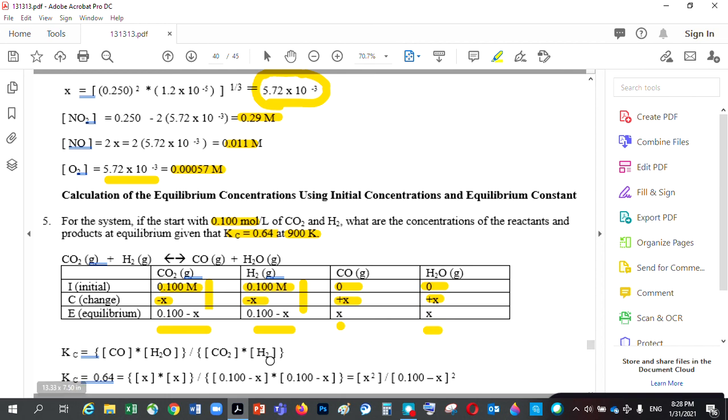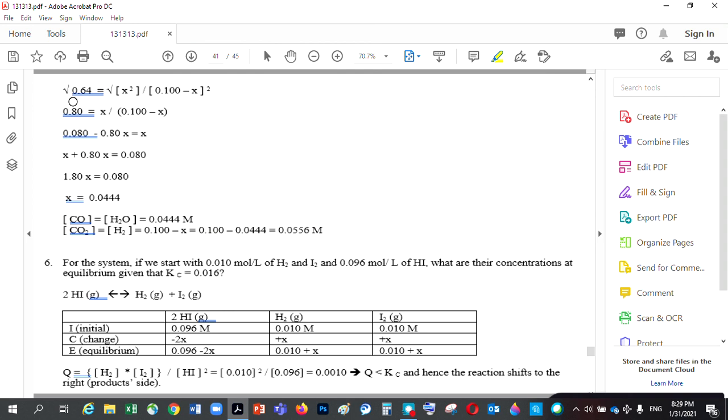Set up your Kc. Kc will be the products over the reactants. This is the product here, and this is the reactants here, and you replace them with the values. So replace them with these values now: x multiplied by x over 0.10 minus x, 0.1. So you have Kc as 0.64. We can take the square root of both sides. So you get something looking like this, and work it out, and you get x is 0.0444. Just simple algebra here, and you can work it out and get x.